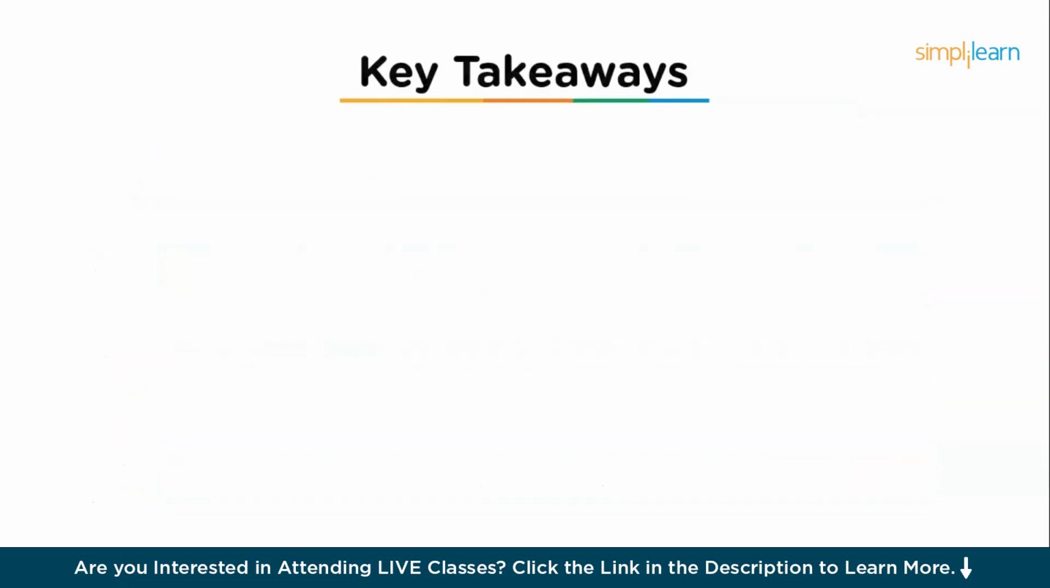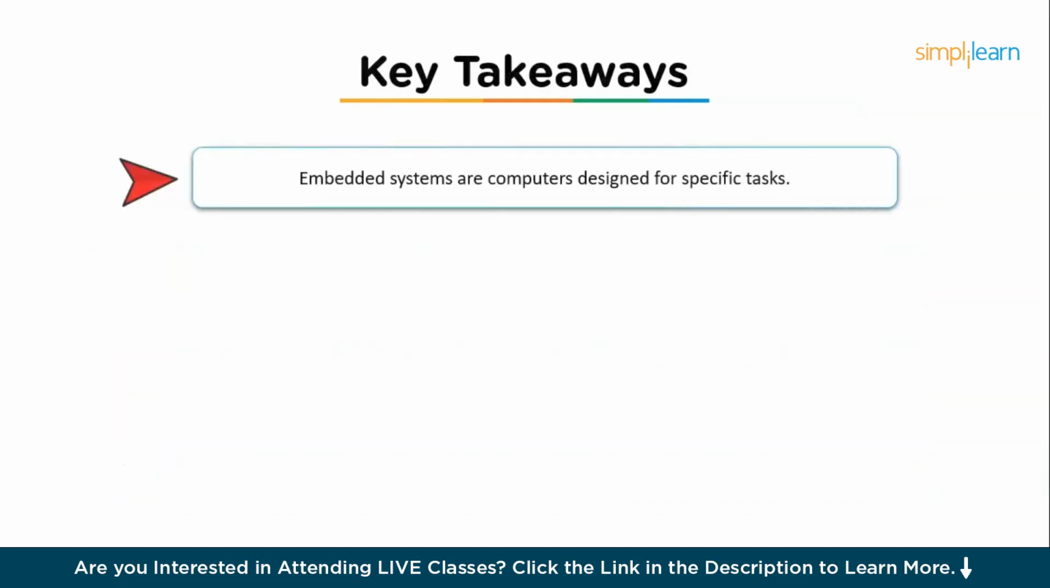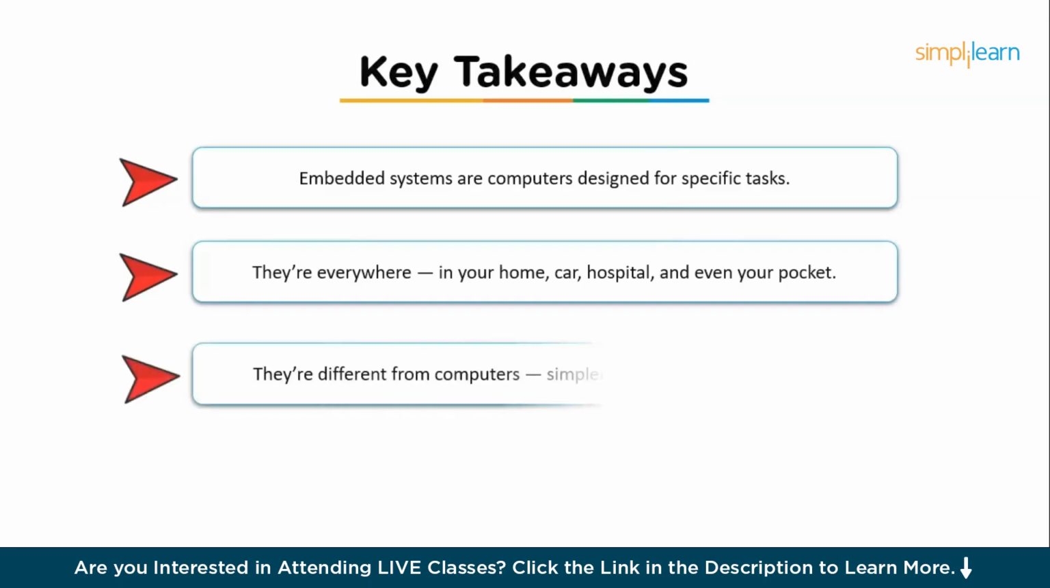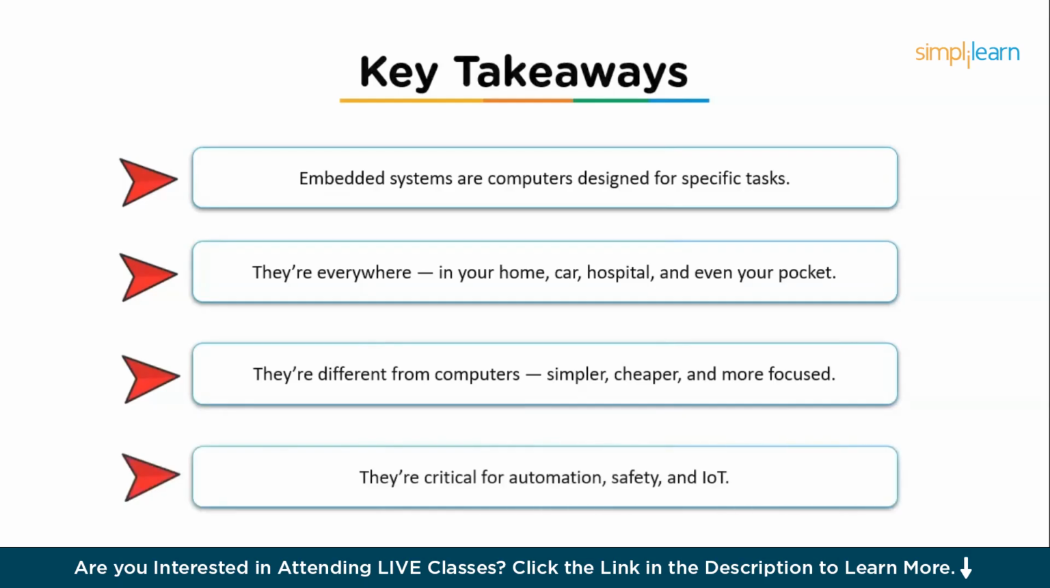So let's have a quick recap of this. Embedded systems are computers designed for specific tasks. They are everywhere in your home, car, hospital, and even in your pocket. They are different from computers. They are simpler, cheaper, and more focused. They are critical for automation, safety, and IoT. And they are only going to become more important in the future. So let's now move on to the next module.